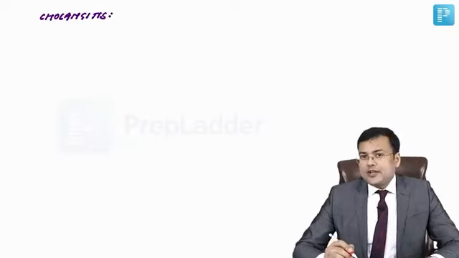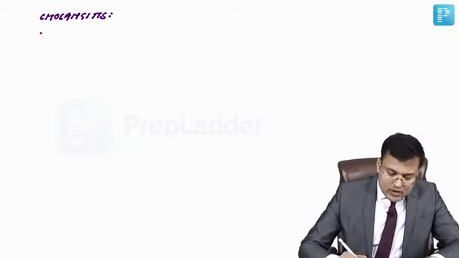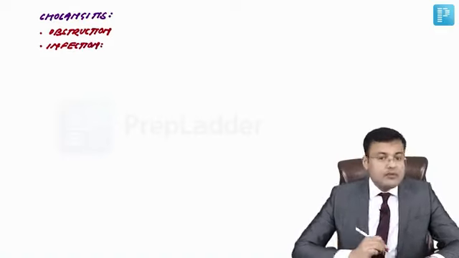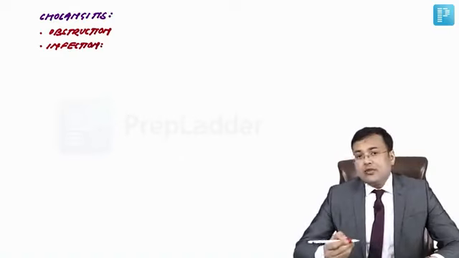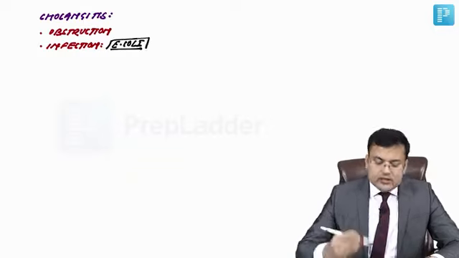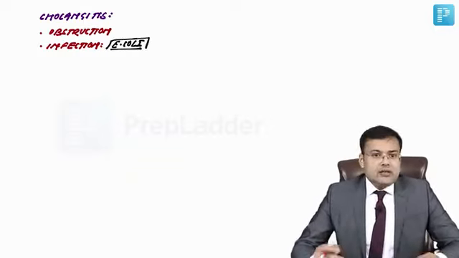For cholangitis, there are two mandatory factors: obstruction and infection. Clear? What is the most common organism responsible for cholangitis? Obviously it is E. coli, followed by Klebsiella. Anything which can obstruct the CBD can lead to cholangitis.